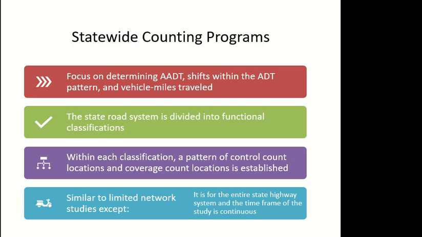We were talking about limited network study. Now we are talking about the statewide counting program. For a country like Bahrain, state would mean the entire country. If you are in UAE, then state could mean one emirate, so Dubai could be one state and so on. If you are in Pakistan, we have provinces, and even in Bahrain, what do we have?